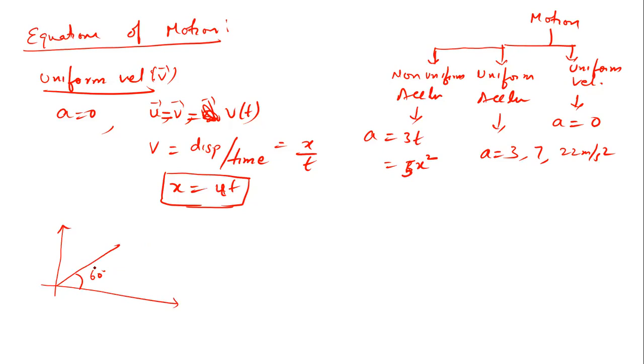Now, how do I write an equation for this? This is moving with a uniform velocity of, let us say, 7 meters per second. A particle is moving in this direction. Can I write an equation like this, or should I change my equation?